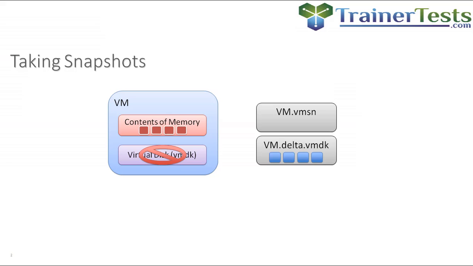The delta.vmdk is discarded because we don't need those changes that have been made since the snapshot. We want to revert to our virtual disk the way that it was when that snapshot was taken. So the original VMDK is simply unlocked and is no longer read-only. And now our virtual disk is exactly back to the way it was, and our contents of memory are exactly as they were when we took that snapshot.